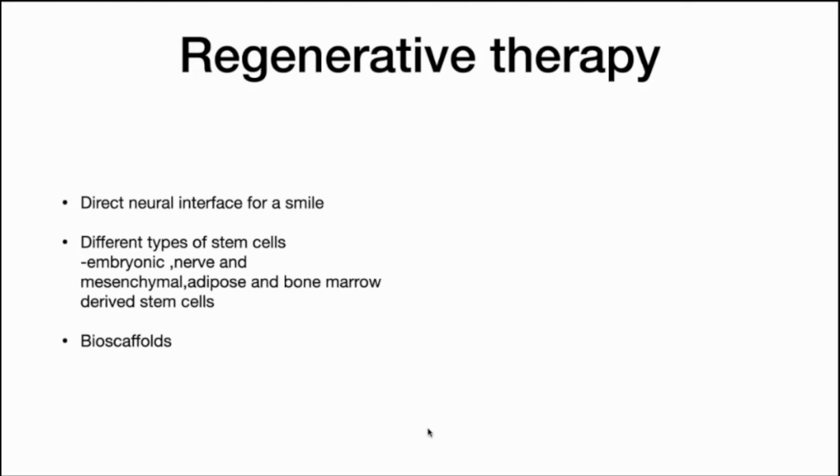There have been certain regenerative therapies, like direct neural interface for a smile, and different types of stem cells, embryonic, nerve, mesenchymal, adipose and bone marrow derived stem cells, have been produced for the regeneration of the nerves, but those are still undergoing experiments. There are also bioscaffolds for support to the facial nerve.